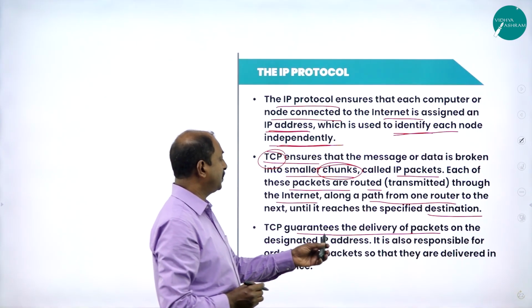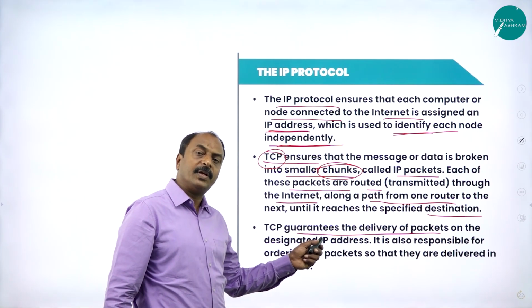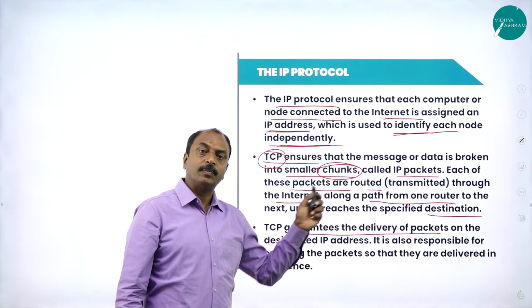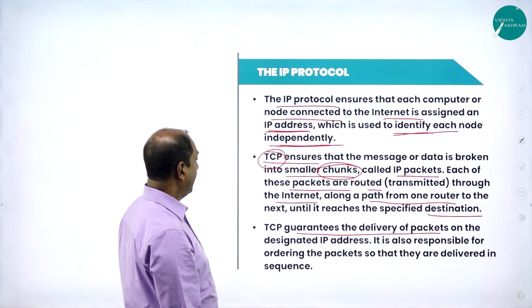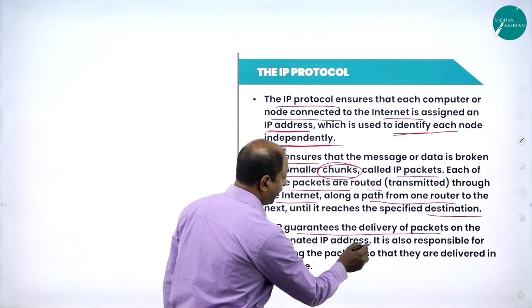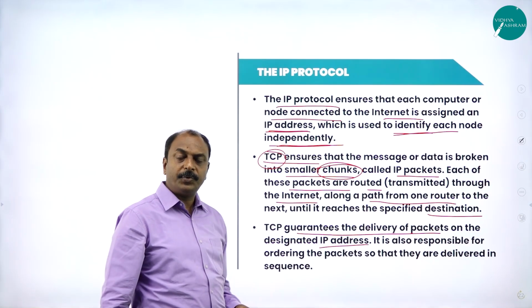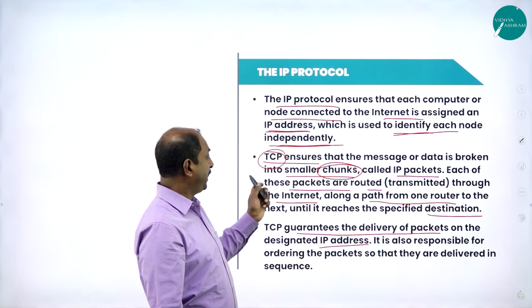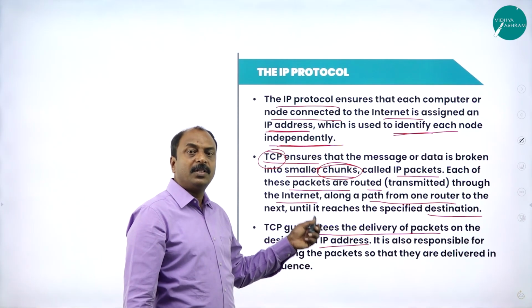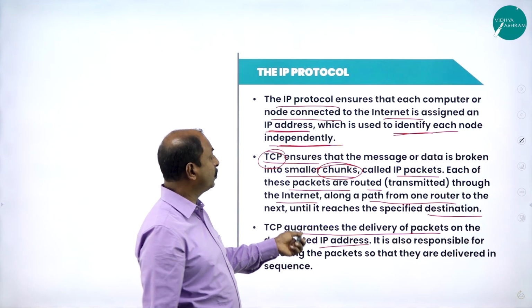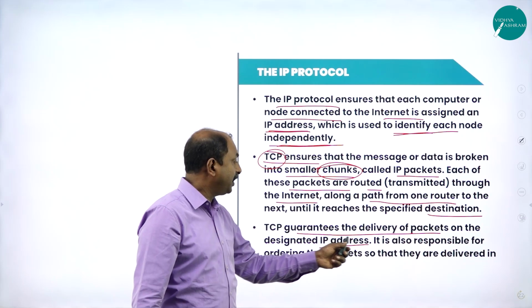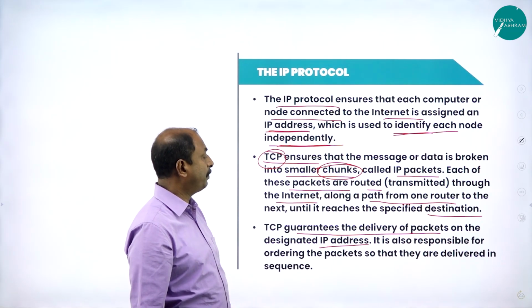So this is going to provide guaranteed delivery of data from host to the destination, or from source to the destination, based on the destination IP address. Each computer or node in the network is identified with the help of IP address, and TCP makes sure that the data addressed to a particular IP address goes to the respective IP address with the help of TCP protocol.